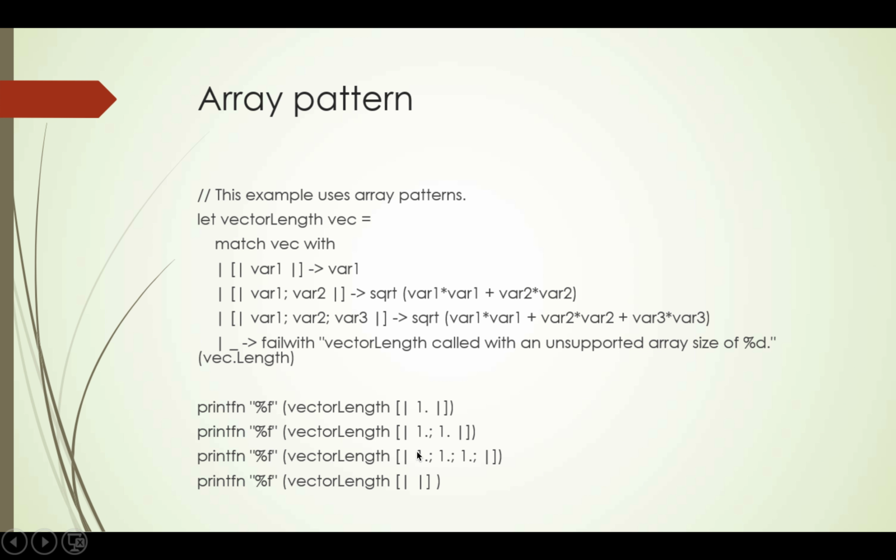And for this third print, it's going to go through, come down to our third one here because we have 3 variables inside of it. And then we're going to take the square root of each variable multiplied by itself and then summed up. And then now we're passing through an empty array. So we're going to print out vector length called with the unsupported array size, and it's going to give us our vector length here, so it'll be 0.